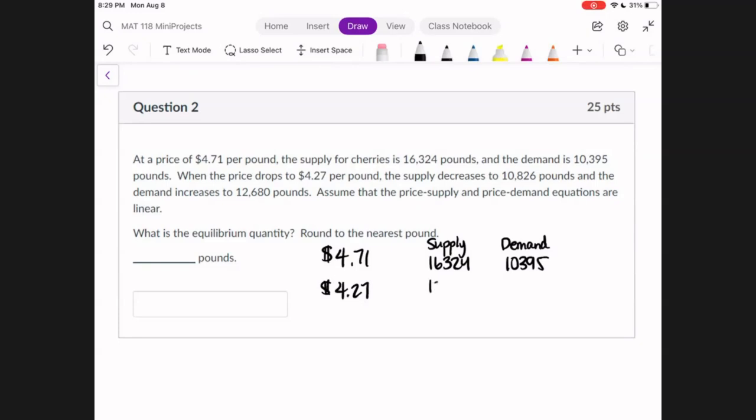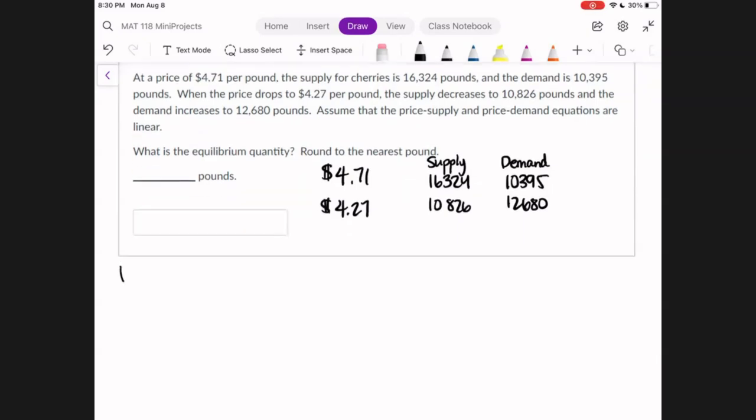the supply is 10,826 and the demand is 12,680. So we need to use the supply and the price to get one equation for price supply, and the demand and the price to get another equation. Okay. So for our PS, we're going to use the following.